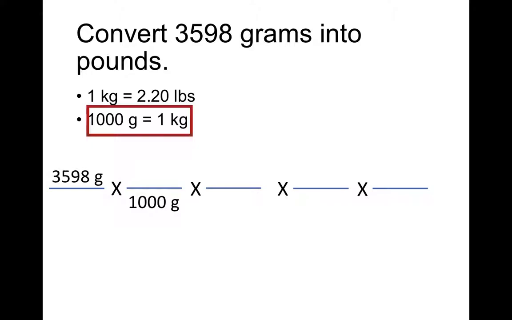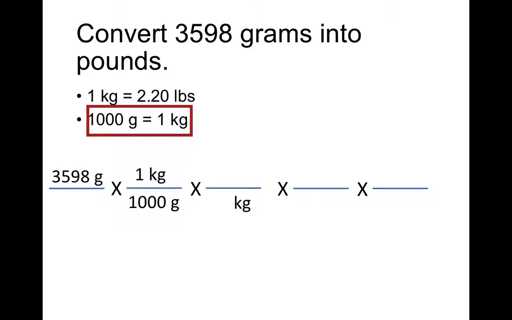But if I put 1,000 at the bottom, like that 1,000 grams, then 1 kilogram must go on top, because that's what my conversion factor says. 1,000 grams is 1 kilogram. Now that I've done this, I'm looking at my question. The question says convert grams to pounds, not grams to kilograms. So I'm not done yet.